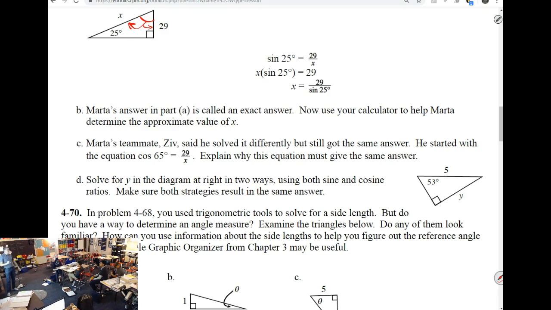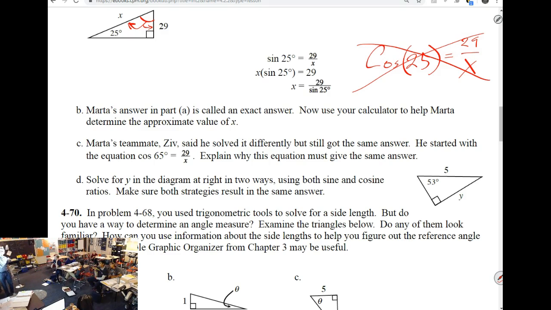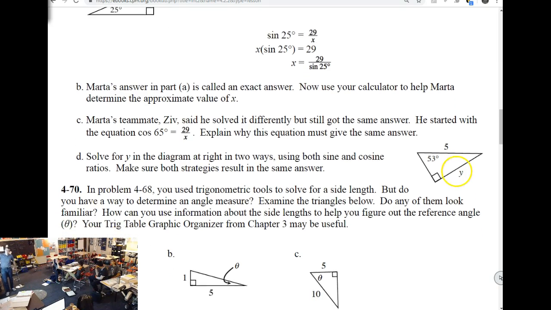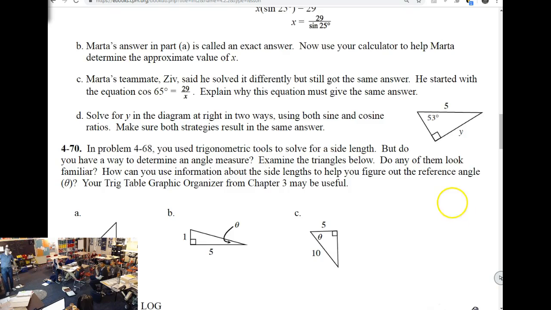Now, most people would initially be like, wait, they set it up wrong. If the partner had said cosine of 25 equals 29 over x, that would be set up wrong. But because they switched angles, this actually stays the same, because when I switch the trig function and switch the angle, what it relates to actually stays the same. That ratio. Yeah, when I first saw Ziv's equation, I saw just 65 equals 29 over x, and I was like, wait a second.